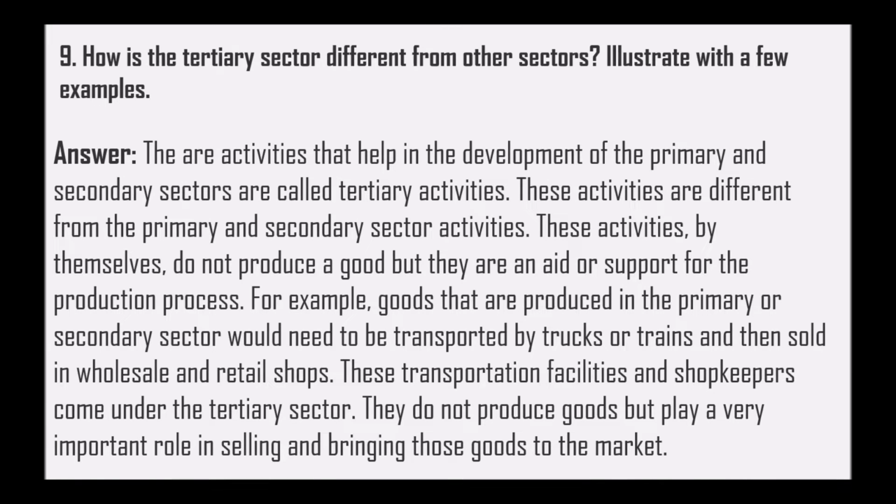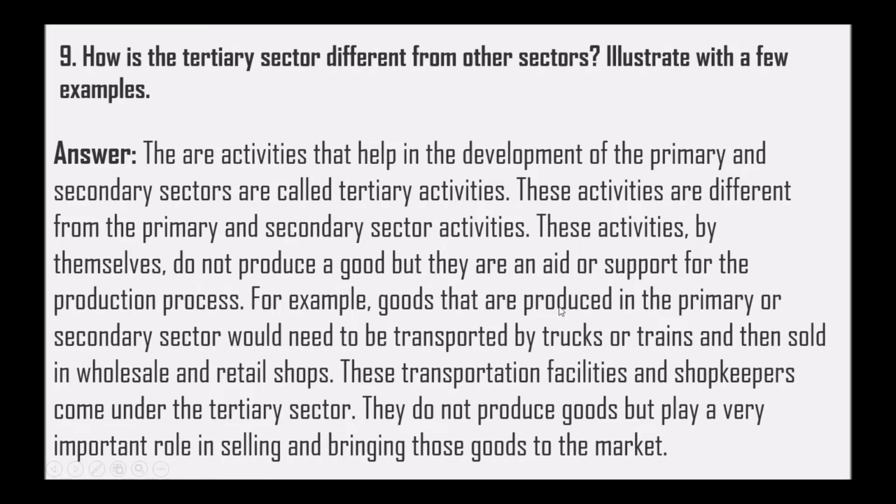How is the tertiary sector different from other sectors? Illustrate with a few examples. There are activities that help in the development of the primary and the secondary sector, called tertiary activities. These activities are different from the primary and secondary sector activities. They by themselves do not produce a good, but they are an aid or support for the production process.